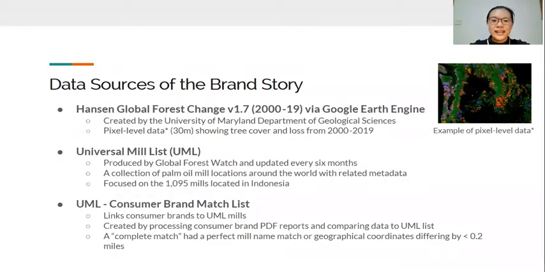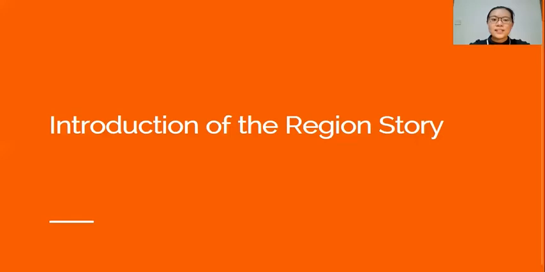The team used the enhanced global forest chain to build the Google Earth Engine to get pixel-level data, the universal mill list produced by the Global Forest Watch, and created a UML to consumer brand match list for mill-brand matching. Starting from there, this quarter we follow a similar pattern in the data sources and enhance the functionality of the web app in two ways.